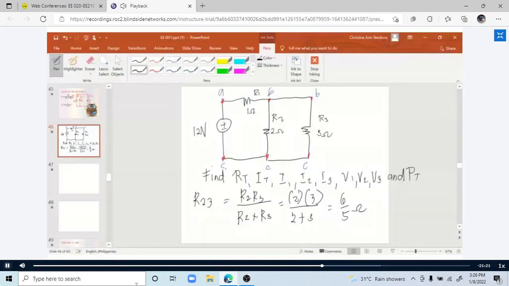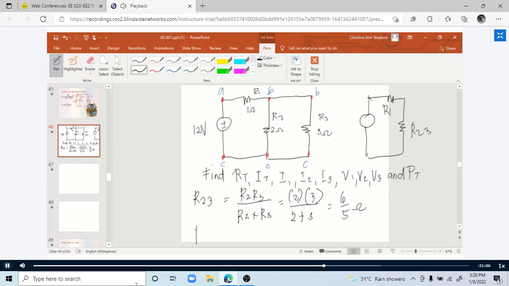Okay. So therefore, we can now reduce our circuit into this kind. So you have now your R1 here and you have your R23 there. So in order to get your total resistance, what is the connection between R1 and R23?